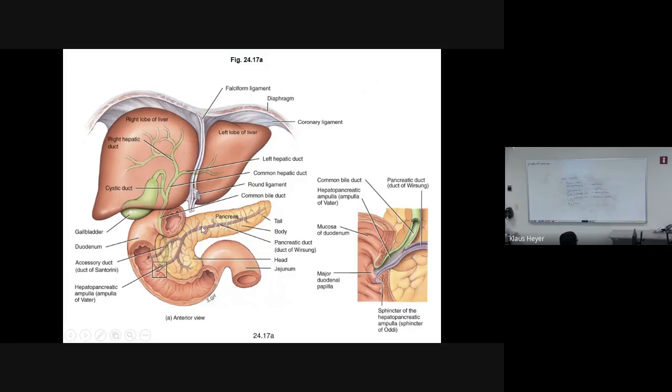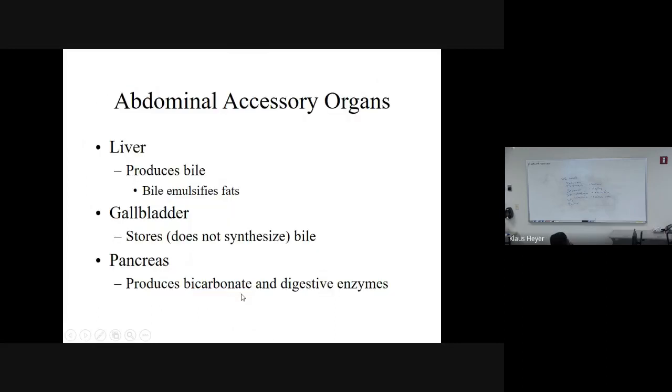But anyway, it can close off. So the body can close this off. That's coming in a later slide. I was just showing it to you. But right now, we're just on liver, gallbladder, and pancreas. So let's talk about what the pancreas does.